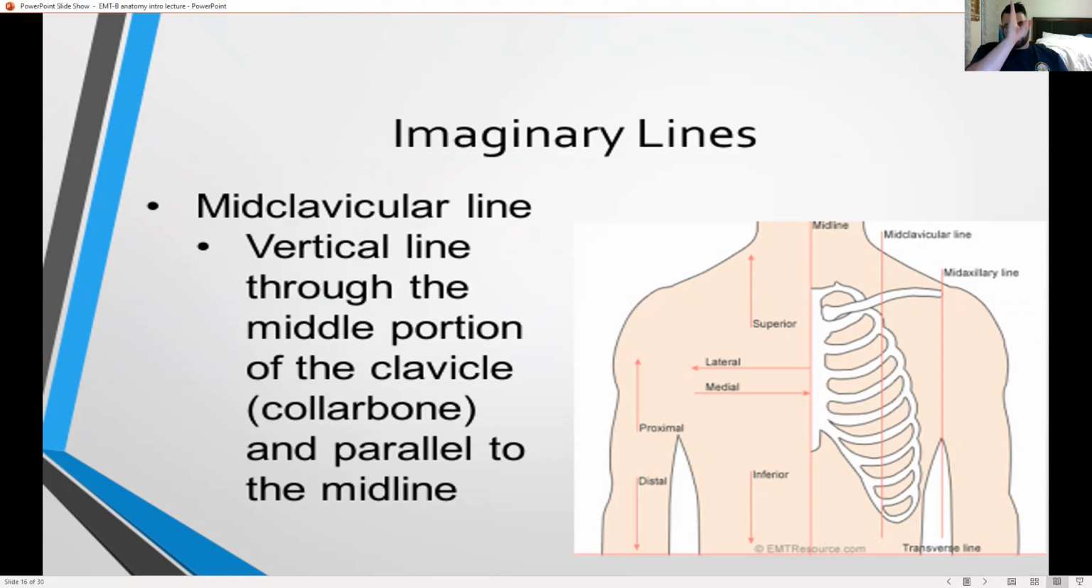Where's the midline again? Right here. If I was to split myself down the middle, that'd be my midline. So it is a vertical line through the middle portion of the collarbone. It parallels the midline.